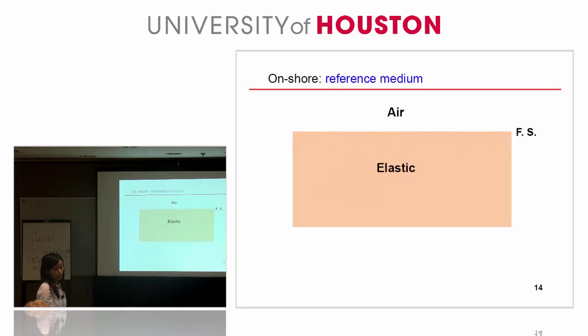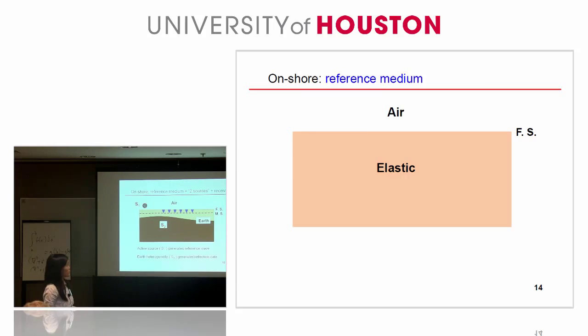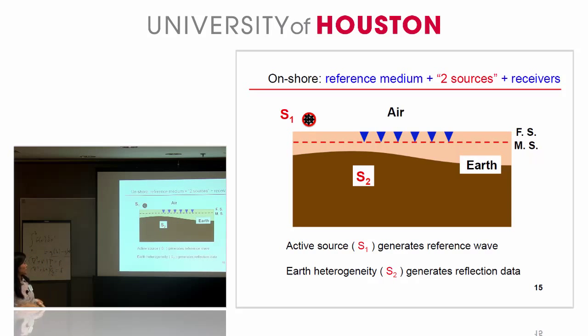Now we choose the reference medium to be half space air over half space elastic. We assume that this reference medium agrees with the actual Earth on and above the measurement surface. Then we will have these two sources. The first source is above the measurement surface, and acting on the reference medium, it will give you the reference wave. On the other side, we have the Earth's heterogeneity, and acting on the reference medium, it will give you the scattered wave, the reflection data.